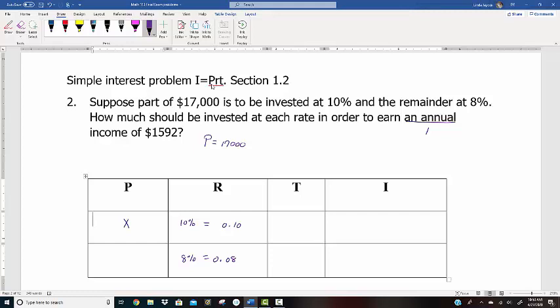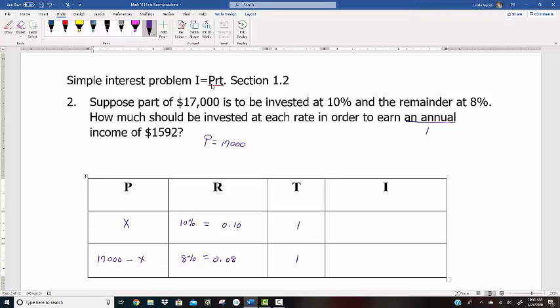Okay, so now what's left? We don't know what this is, but we know that whatever we're going to use here will be subtracted from the 17,000. Well, we used an X there, so this will be 17,000 minus X. Whatever we're investing at that rate, we do 17,000 minus that to get the amount we're investing at this. Okay? Now we know time is 1.